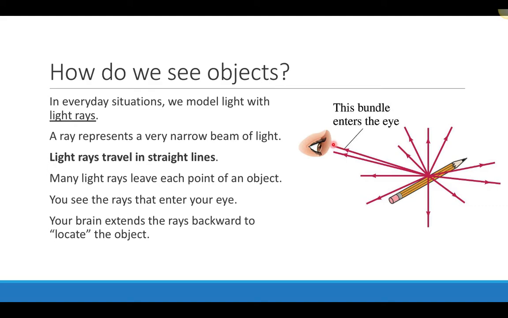The eye and the brain interpret those rays of light as coming from some point on the pencil, and that's how we see the pencil and see the object. If we follow those rays of light back, they seem to originate from a point on the pencil, and that's how our brain interprets that there's an object present.